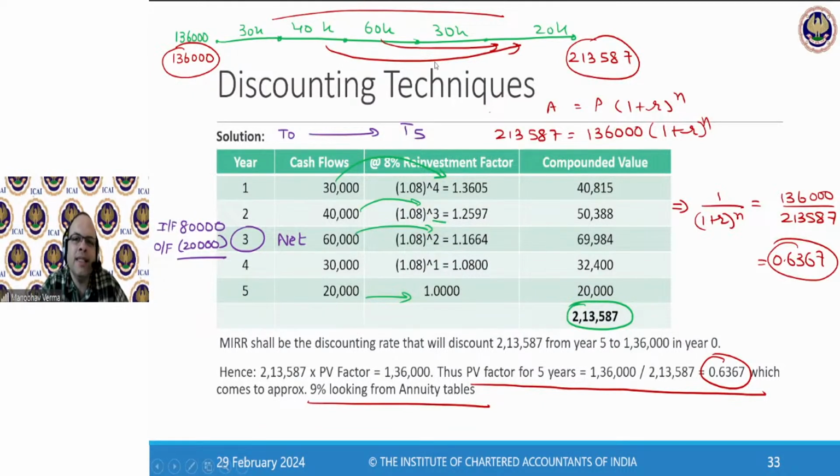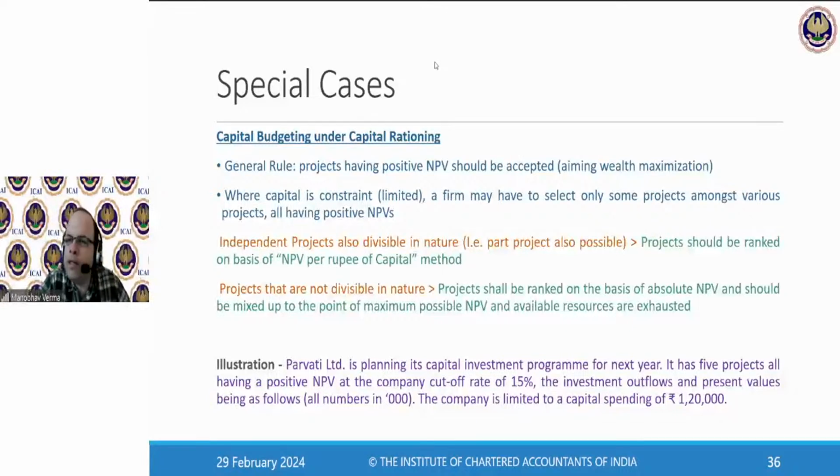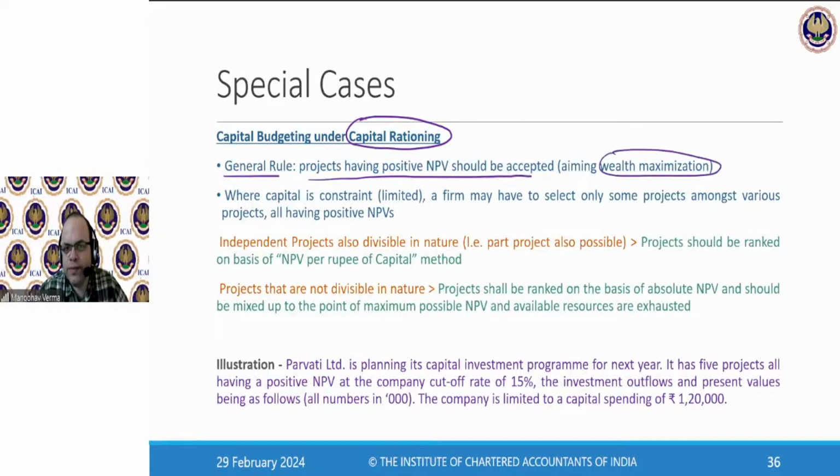So that's my next agenda here. We are discussing capital budgeting under capital rationing, guys. Capital rationing. That is, what if you have limited availability of funds? If not, you might have to consider how to select 1 project, 2 projects, 3 projects, right? So everyone understands there is a general rule: projects having a positive NPV should be accepted because the idea is wealth maximization.